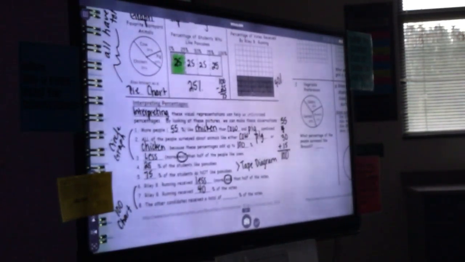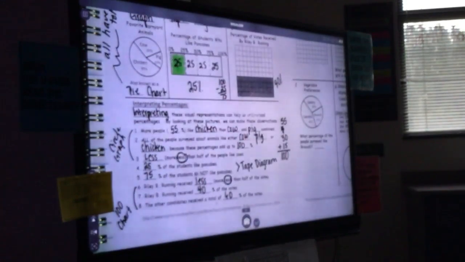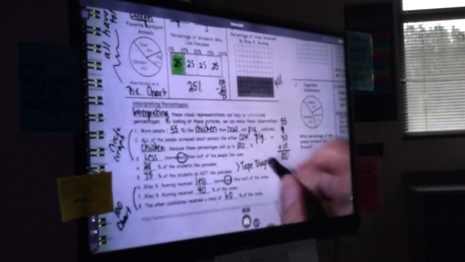Ansley? 60. And how did you know it was 60, Ansley? Because 40 plus 60 equals 100, and it's a 100 chart. Right. What did you say? I said 60 plus 40 equals 100. Thank you. That's what I said.